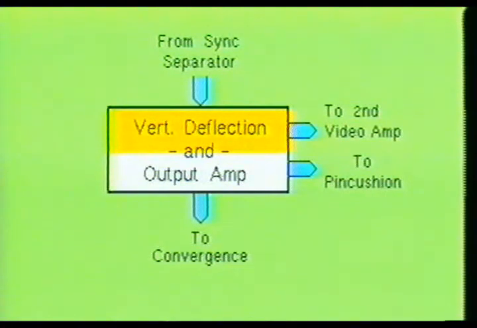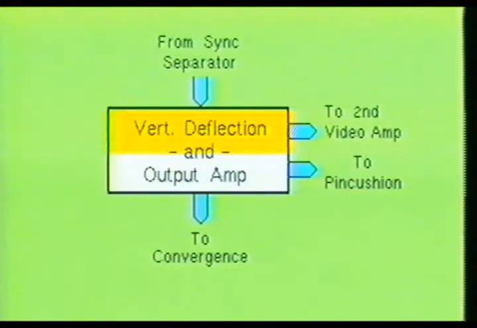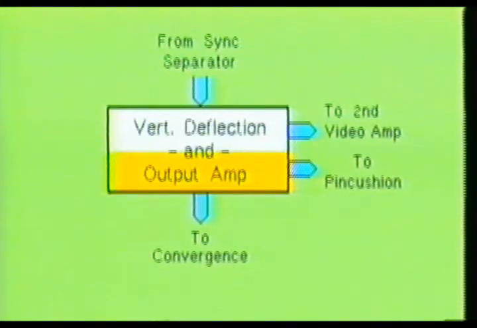The vertical deflection portion of this stage is generally a blocking oscillator. The output frequency of this oscillator circuit is 59.94 Hz and will be a sawtooth waveform. The sawtooth signal produced by the blocking oscillator is fed into the output amplifier. The primary purpose of the output amplifier is to supply sufficient power to drive the yoke coil which is mounted on the neck of the picture tube.